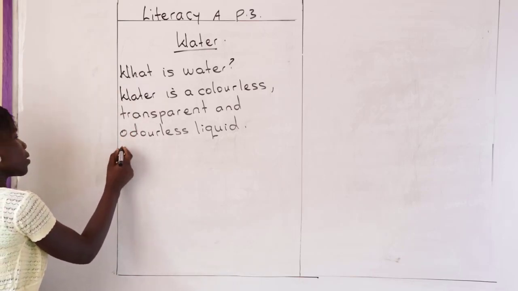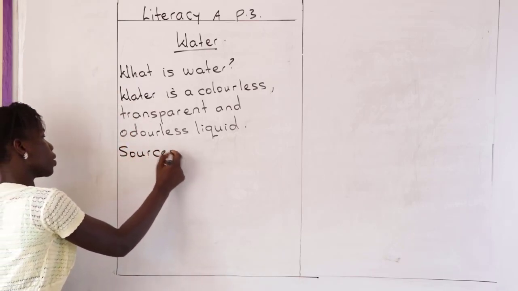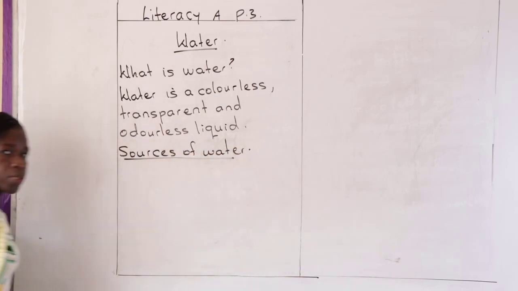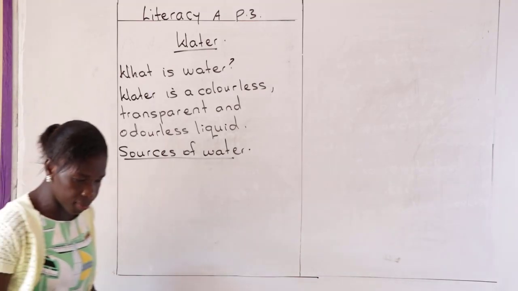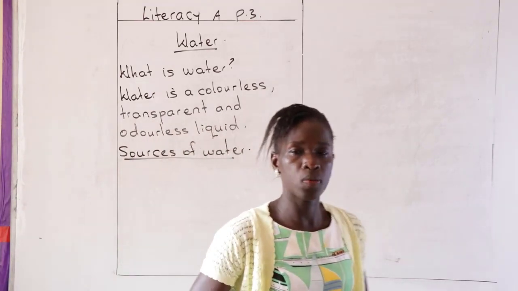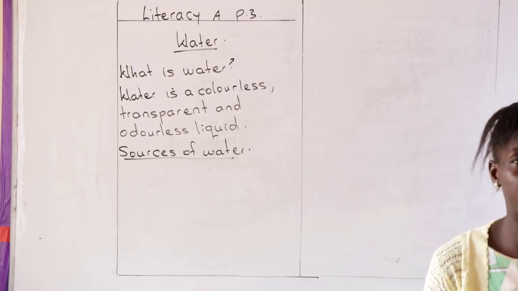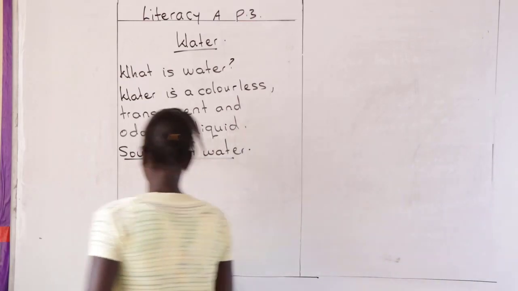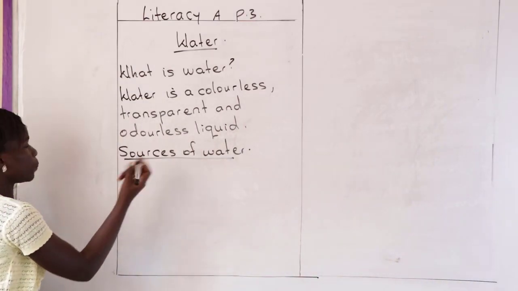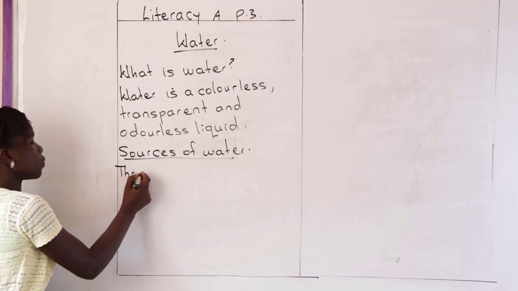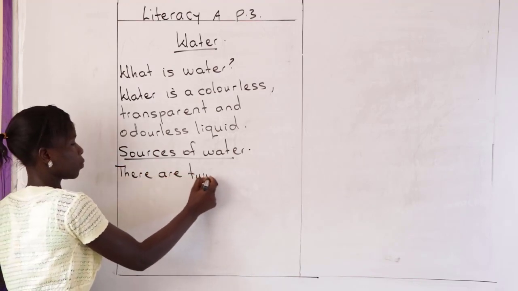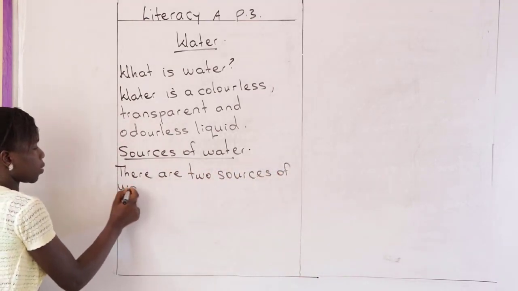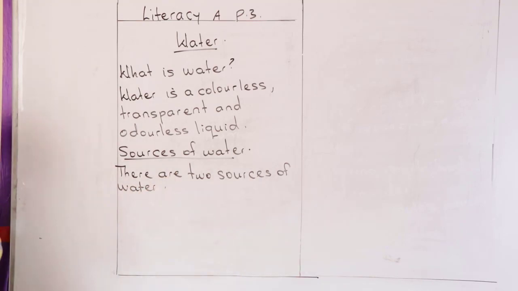Let us look at the sources of water. When you talk about sources of water, what do we mean? Sources are the places where we get water from, the things that provide us with water. So what are they? There are two sources of water.